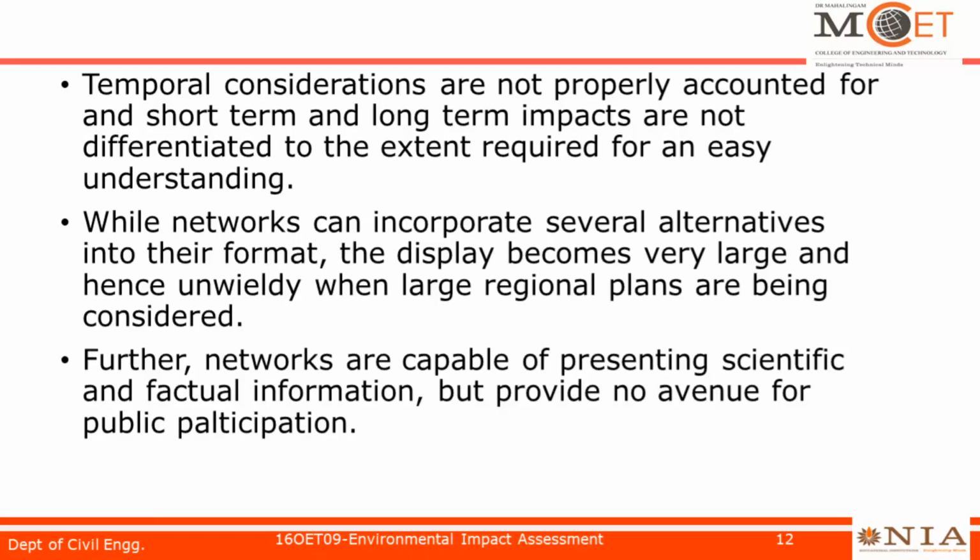While networks can incorporate several alternatives into their format, the display becomes very large, and hence unwieldy when large regional plans are being considered. We have talked about some simple studies. So if you take a problem on the regional scale, then a lot of alternatives will come, and the network diagram is very complex. Further, networks are capable of presenting scientific and factual information but provide no avenue for public participation. We have not discussed anything about where public participation comes in and so on, right?